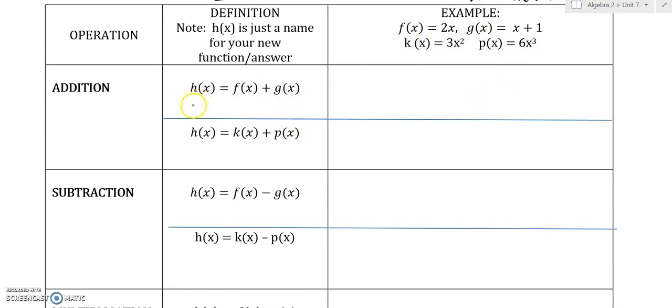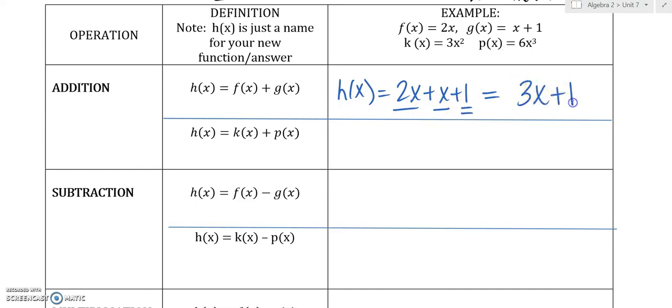So this first example, I'm just going across here, it wants us to do h of x is equal to f of x, which is 2x, plus g of x, which is x plus 1. All I have to do here to clean this up is to combine my like terms, and I'm going to be left with 3x plus 1. I took two random things and I added them together.